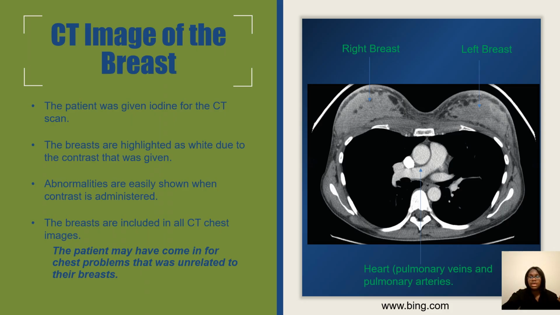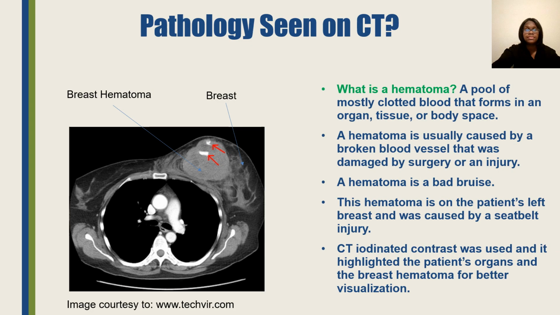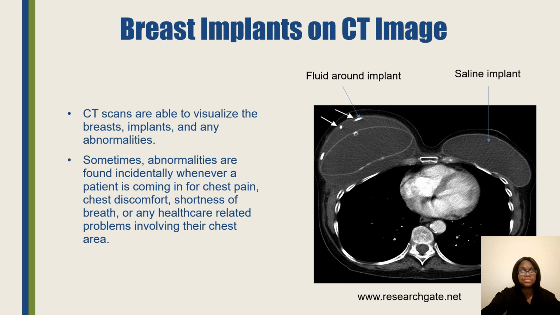And then you have another image, I have the arrow point to the right breast and the left breast. This patient was given iodine. That's why you see some of the white areas, especially in the heart. And the pathology on this image is a hematoma from this website that I obtained this from. And then you have the images with the arrow pointing to the breast implants.